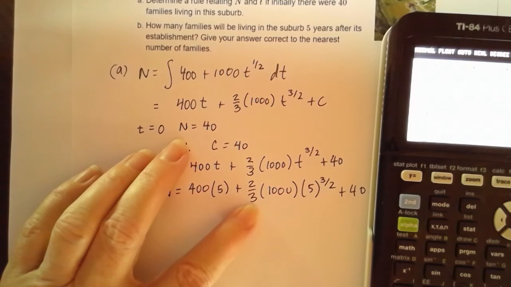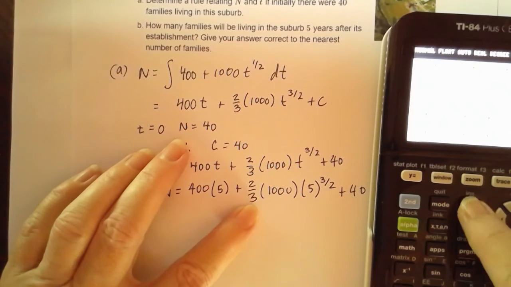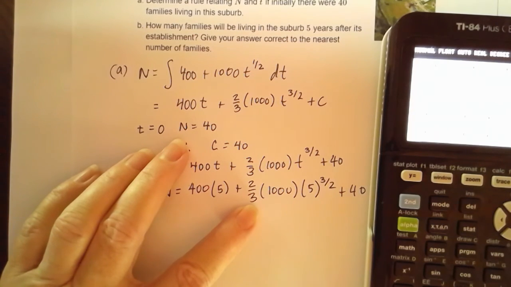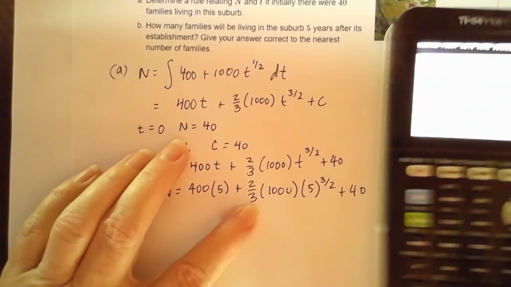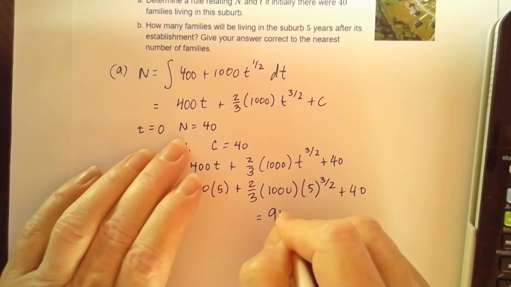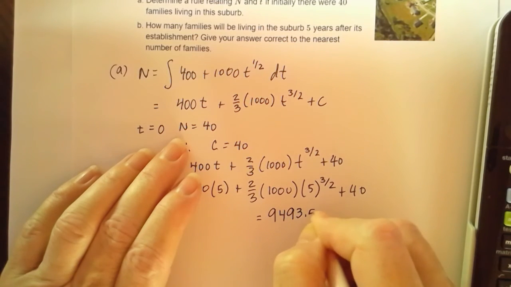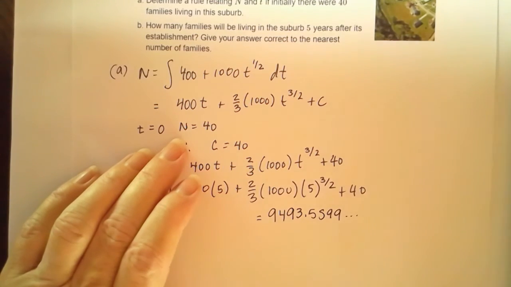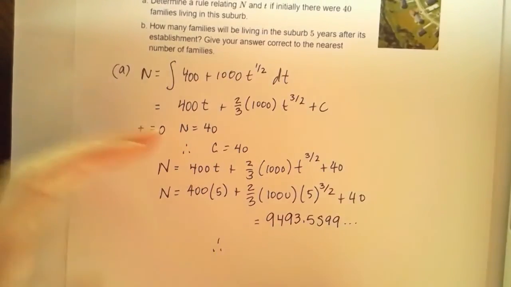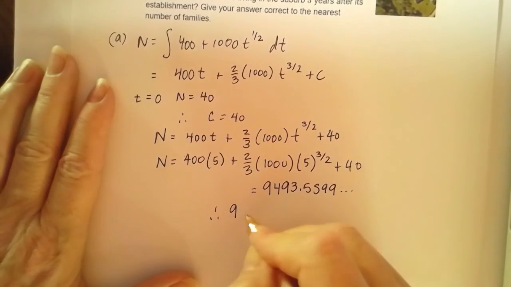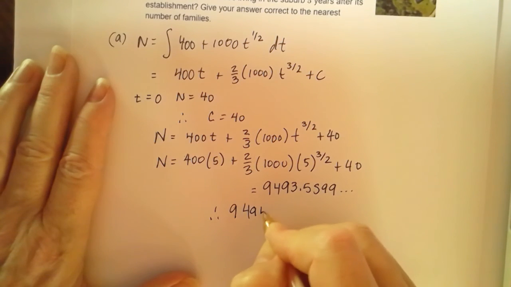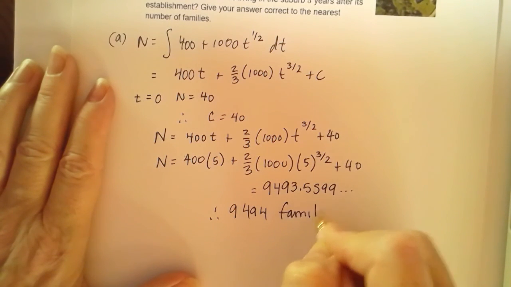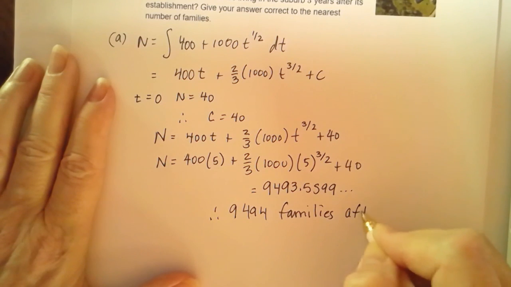Sorry, it's not showing up very well. Oops, I did that wrong. I need to go back and delete because I put my 40 in the wrong spot. Just trying to rush. That turns out to be 9,493.5599. It said to the nearest number of families, so I'd say therefore there are 9,494 families after 5 years.